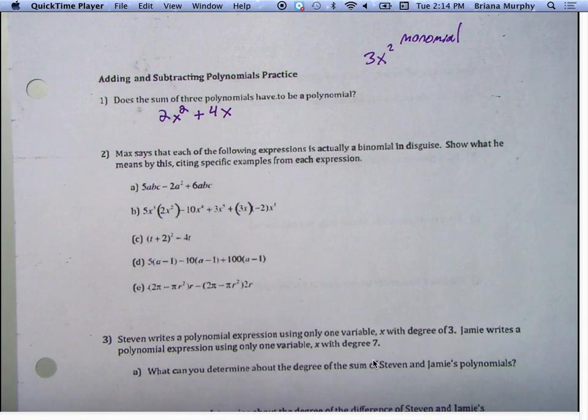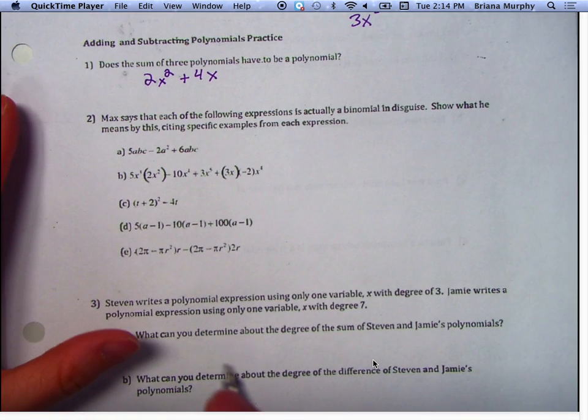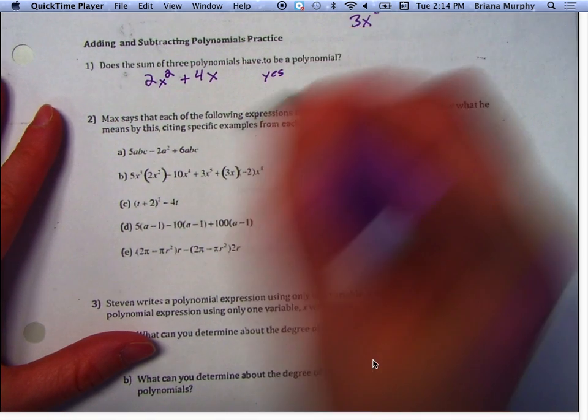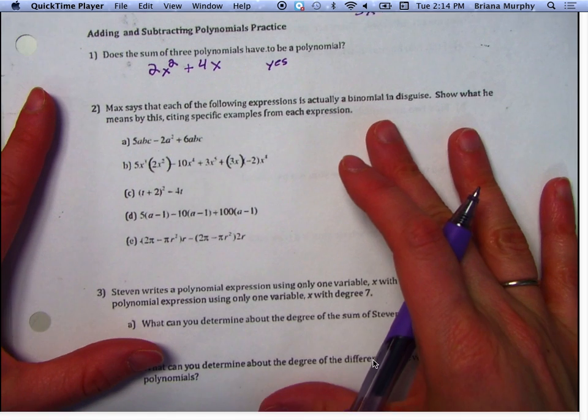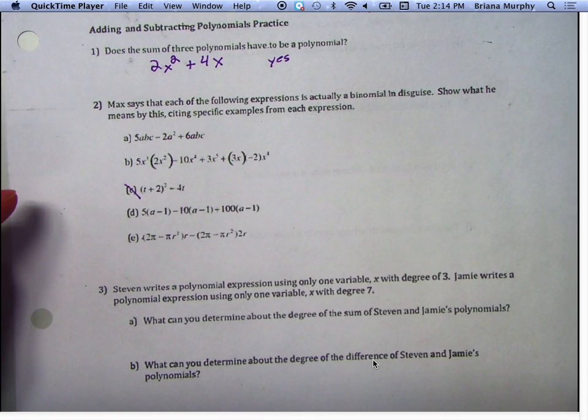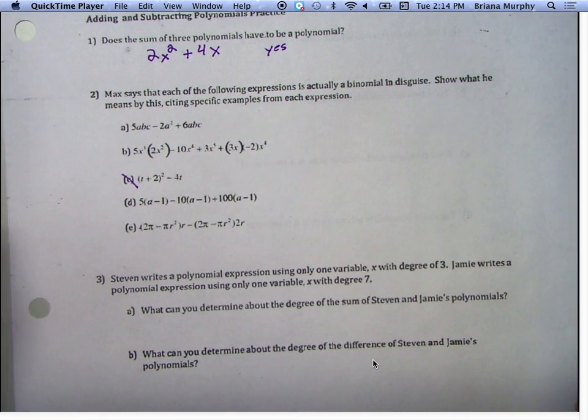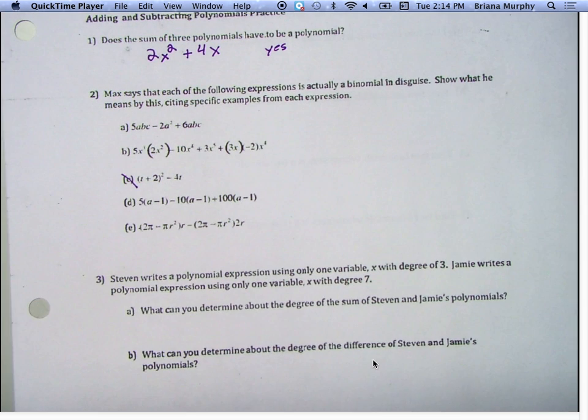Okay. All right. We're going to skip some of these for number 2. So the answer is yes. If we can disprove it, we can always come back. We're not going to do C, but I think we can do the rest of them. Max says that each of the following expressions is a binomial in disguise. Show what he means by citing specific examples from each expression.